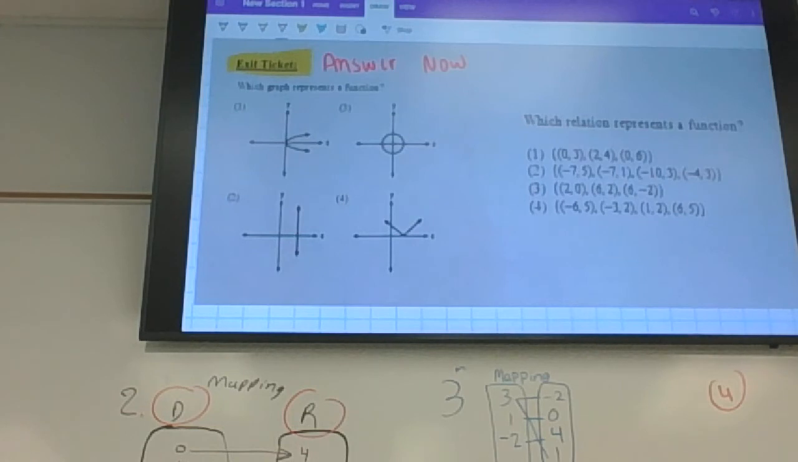Which graph represents a function? Which ones are yes and which ones are no? You just circle the ones that are yes.